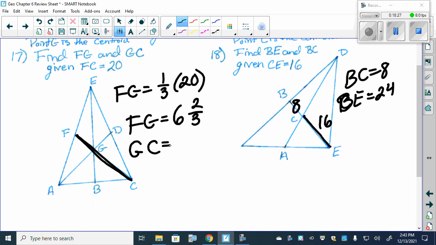And the bigger is twice the smaller. So if we have the smaller section, we can multiply it by 2 and get the bigger. So if we wanted to, we could do 6 2/3 times 2 in the calculator, which would give us 13 1/3. And again, the smaller and bigger sections will still add together to give me the whole.